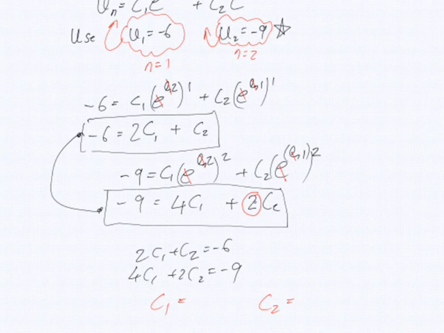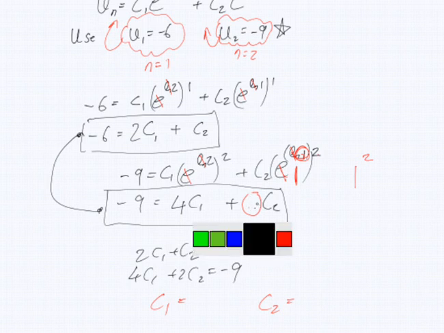Un equals C1 e^(log 2)^n, which is something like, I don't know, 0.7 or something like this, plus C2 e^(log 1)^n. So these two values are your solutions. Okay, next step is to get C1 and C2.